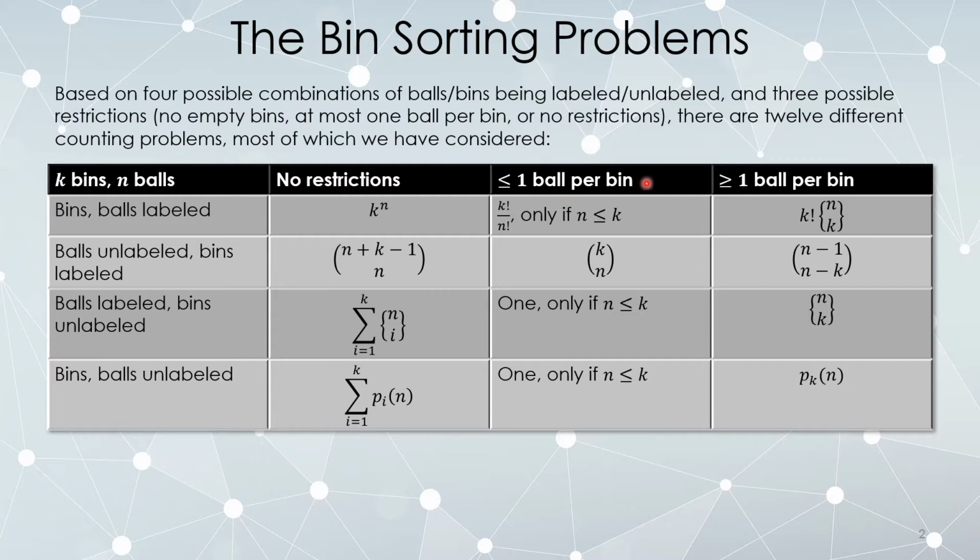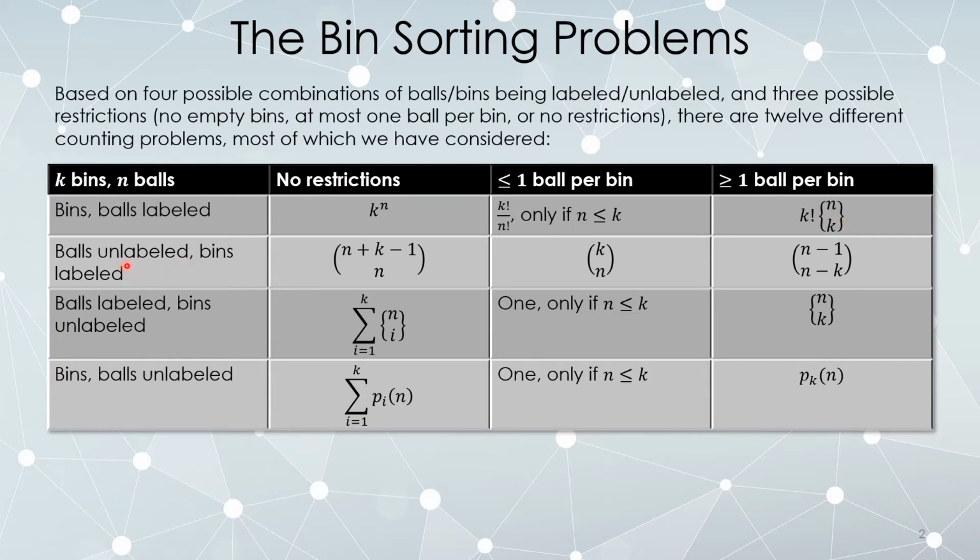If I'm not allowed to place more than one ball into a bin, we have this ratio of factorials, but only if the number of balls does not exceed the number of bins. Otherwise, by the pigeonhole counting principle, there would be no possible way to do it. If every bin has to receive at least one ball, here's the result.